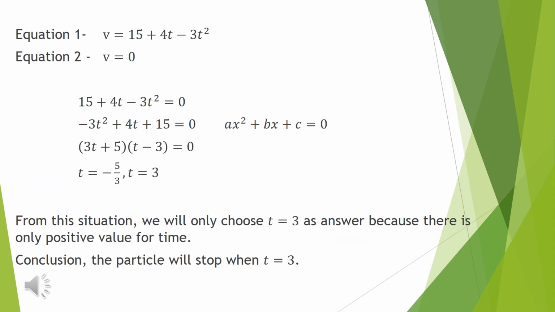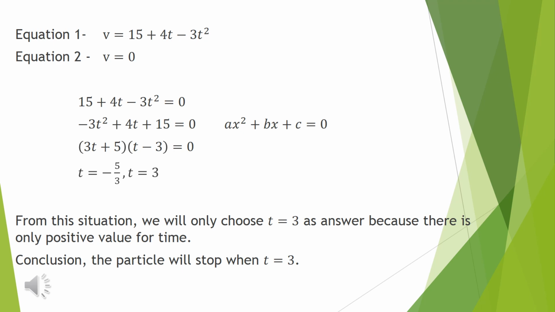And now let us start to do the solution. Equation 1 is given in the question. The velocity equation equals 15 plus 40t minus 3t squared. And equation 2 is based on the condition given in the question. When the particle stops, velocity equals 0. So we combine both equations and we can find a new equation in order to find the answer. 15 plus 40t minus 3t squared equals 0.